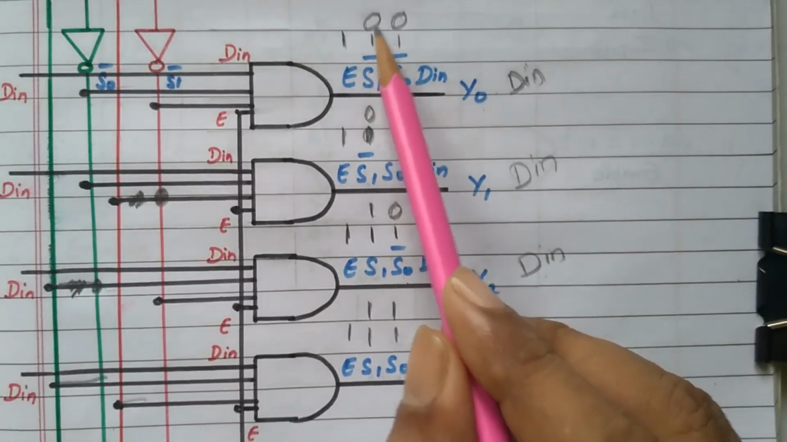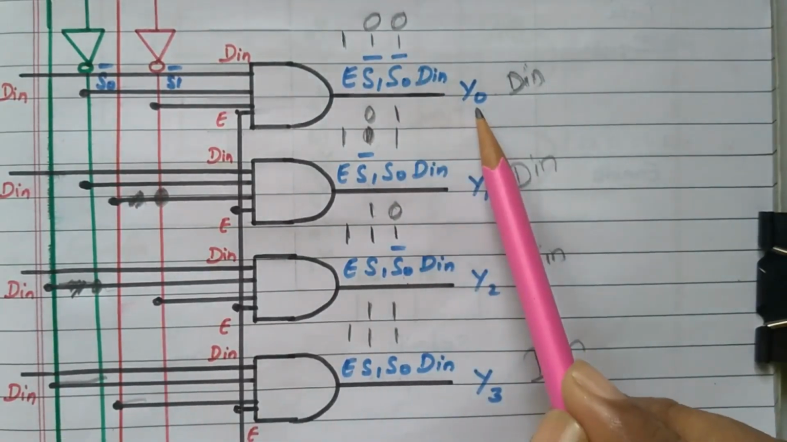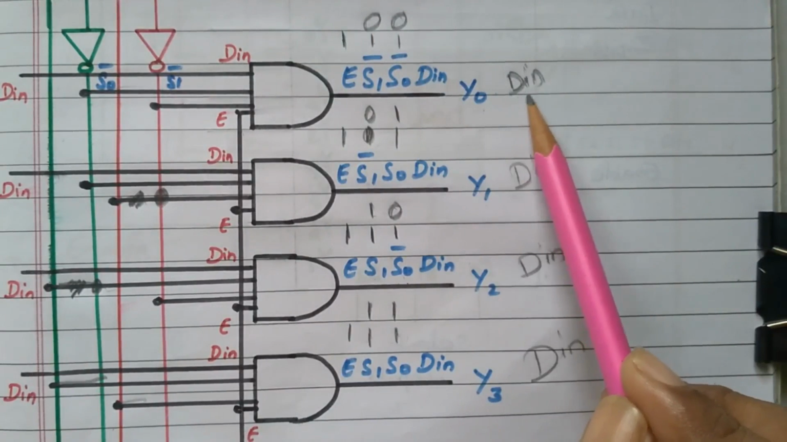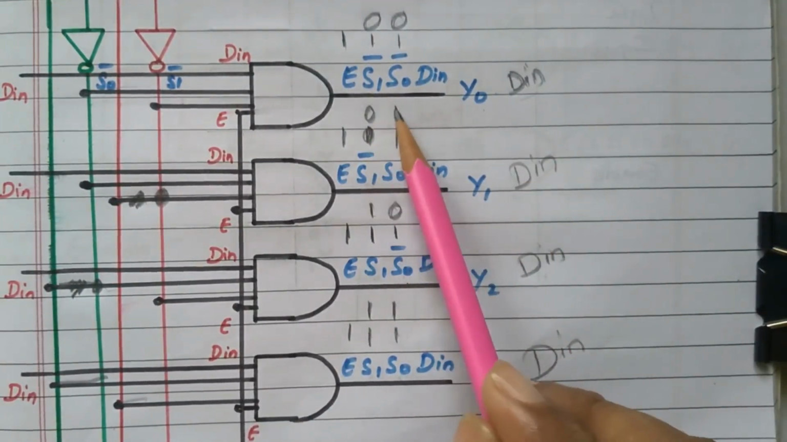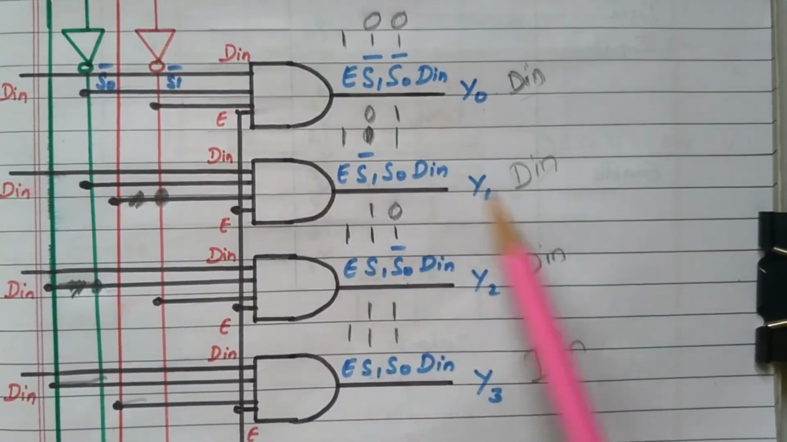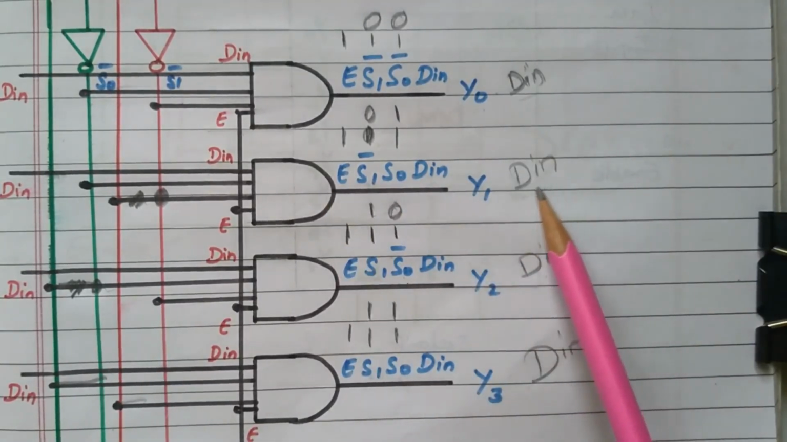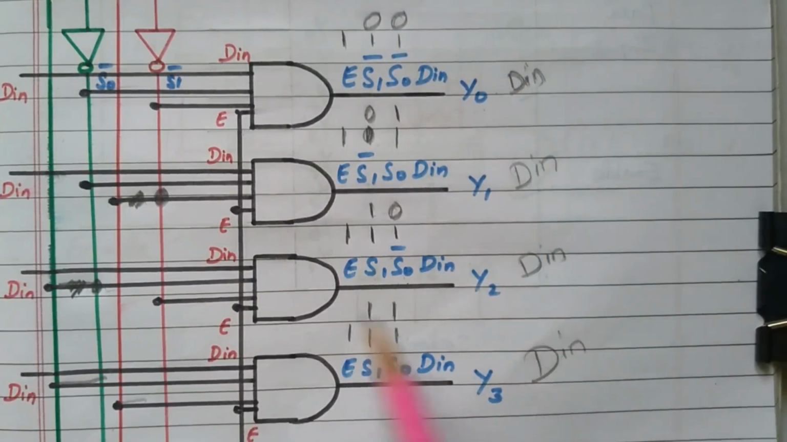So for this combination only this AND gate will produce the DIN, the remaining are 0. Similarly for 0 1 only this AND gate will produce the output DIN, the remaining outputs are 0. Similarly for 1 0 this AND gate will produce DIN, at the third position, the remaining are 0. Similarly for the fourth combination 1 1, this AND gate will produce the DIN output, the remaining outputs are 0.